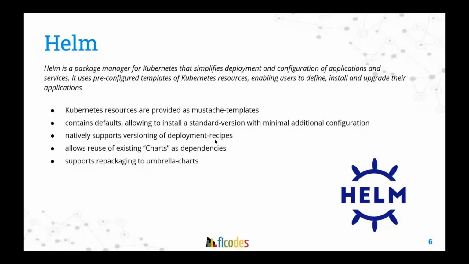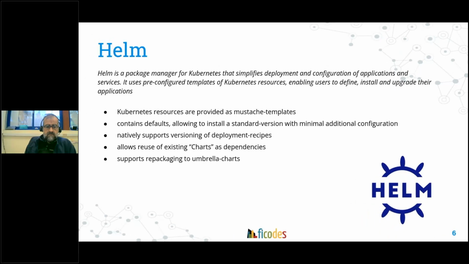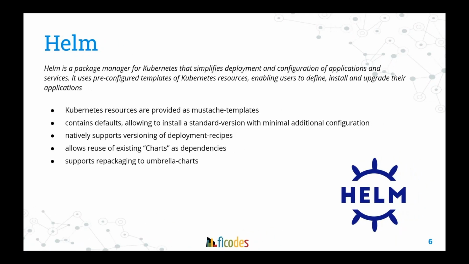Similar for Helm. Helm is a package manager for Kubernetes that simplifies deployment and configuration of applications and services. It uses pre-configured templates of Kubernetes resources, enabling users to define, install, and upgrade their application. What does it mean? A Helm chart essentially is a set of Kubernetes resources that are provided as Mustache templates. That means the usual resources that you know from Kubernetes, let's say a deployment YAML, a service YAML, etc., are extended with the capabilities of Mustache, which allows replacing values inside those template files.